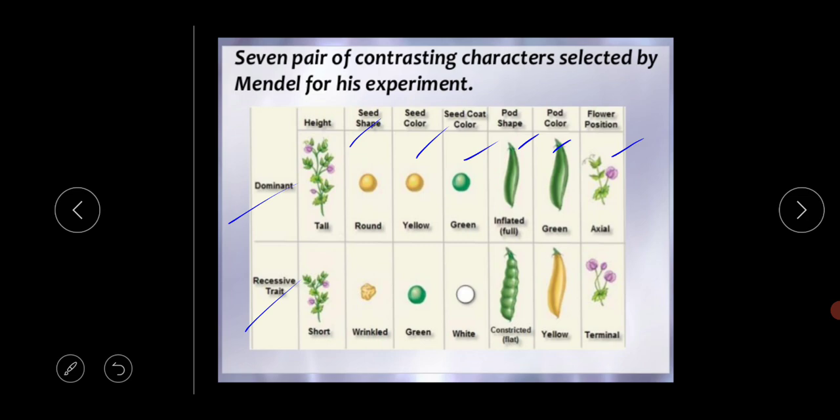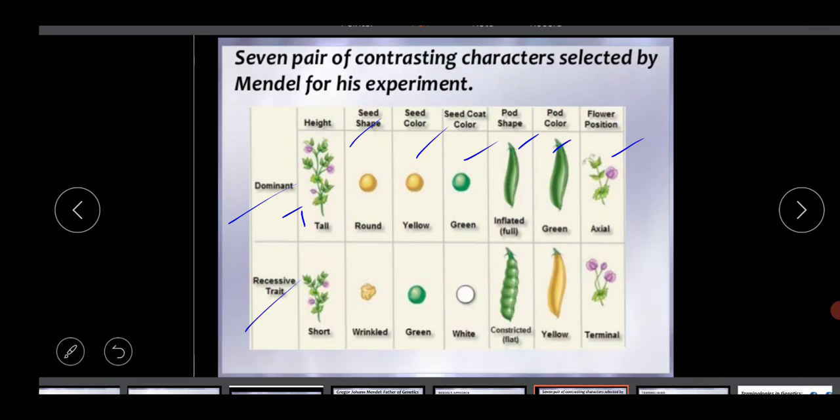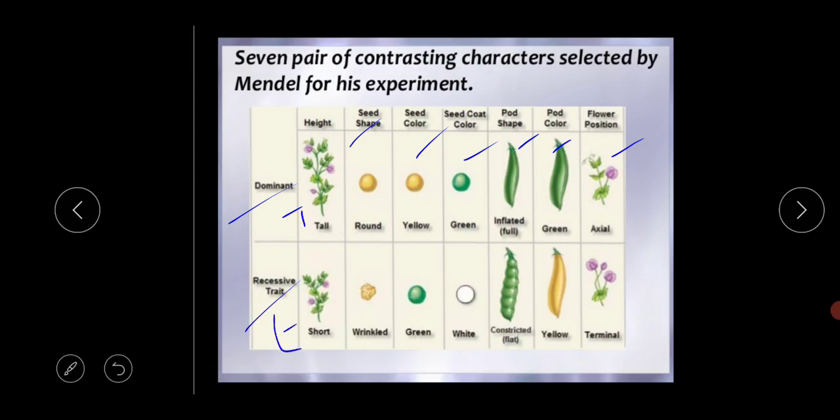Okay, like I am showing this thing, like the height. For tall, suppose this is capital T, and for short, suppose this is small t. So two opposite contrasting characteristics are shown. For height, only one gene is responsible, but one gene has two alleles. The different, contrasting forms of a gene are called alleles. For height there are two alleles, either tall or short, capital T or small t.